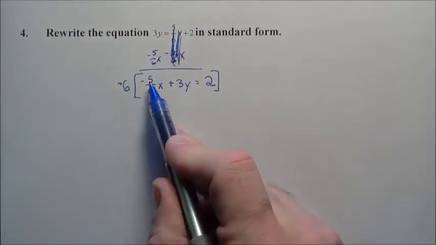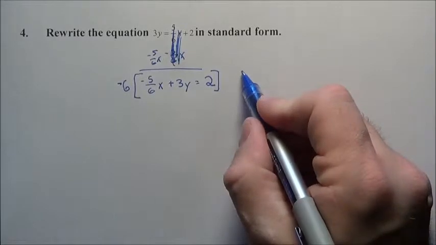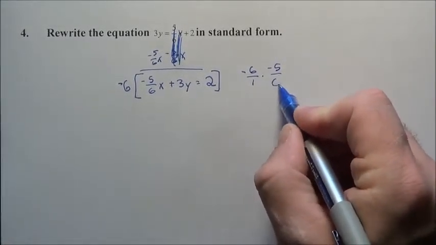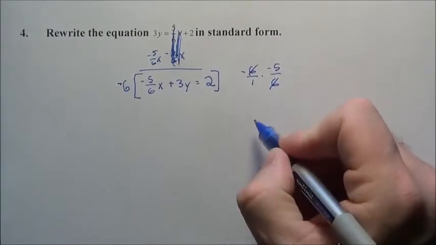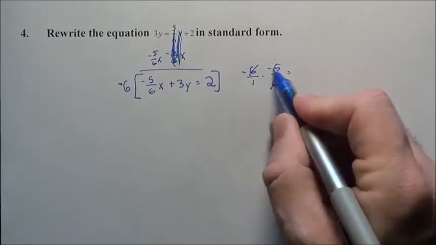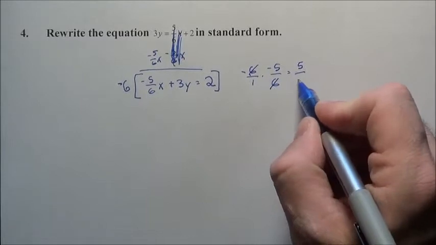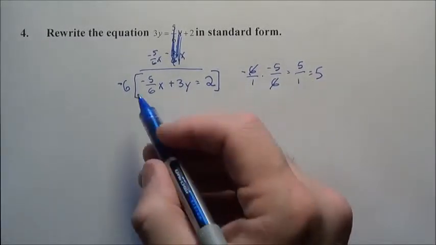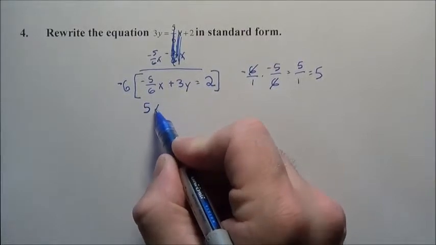Now, negative 6 times negative 5/6. Some of you might have trouble with that. Remember, it's negative 6 over 1 times negative 5 over 6. The 6's are going to cancel. You'll be left with a negative times negative, which goes away. You're just going to be left with 5 over 1. You're going to be left with a positive 5. You know a negative times a negative gives you a positive. So we get 5x here.